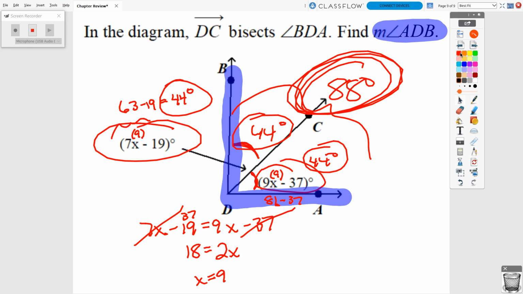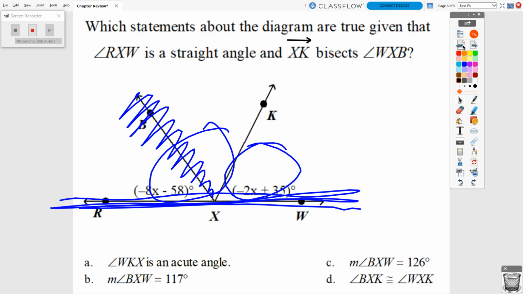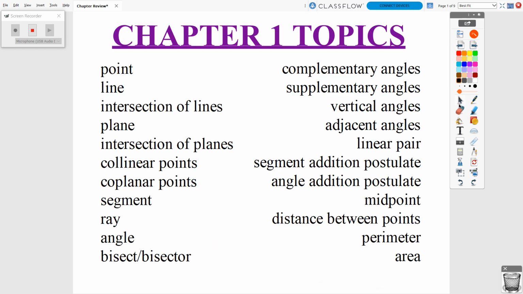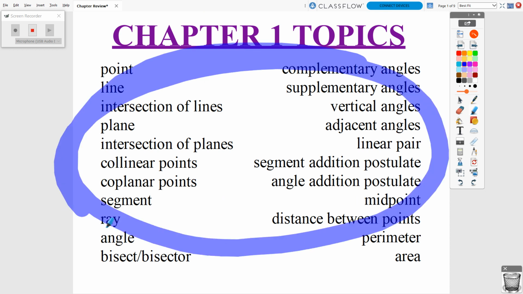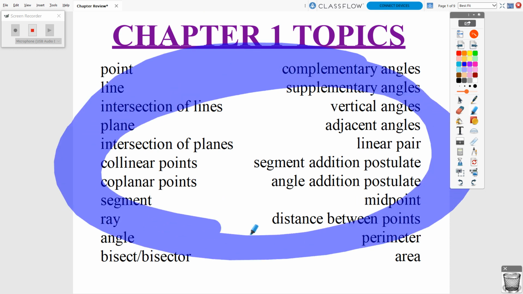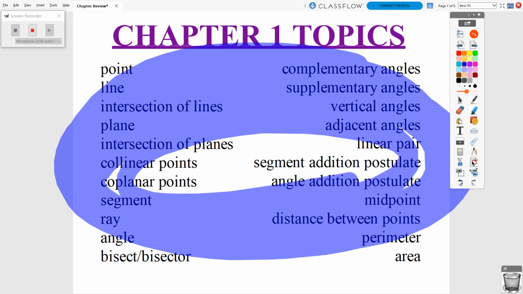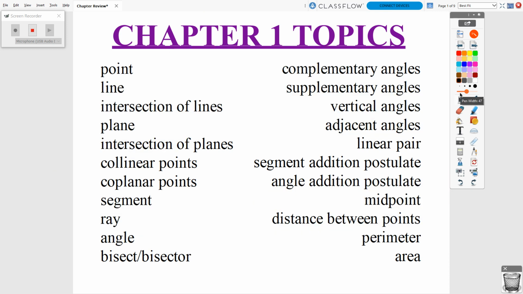All right, those are all the problems that we're going to discuss. But again, are those the only types of problems you're going to see on the test? Not necessarily. So again, make sure you are familiar and comfortable with all of these terms. All right, and good luck studying, and we'll see how you do on the Chapter 1 test.